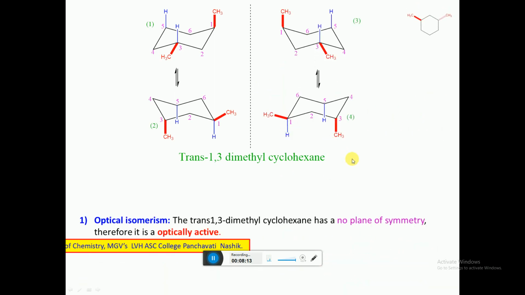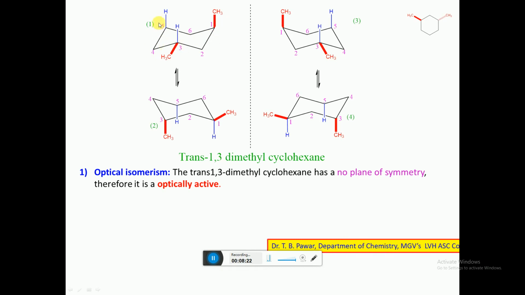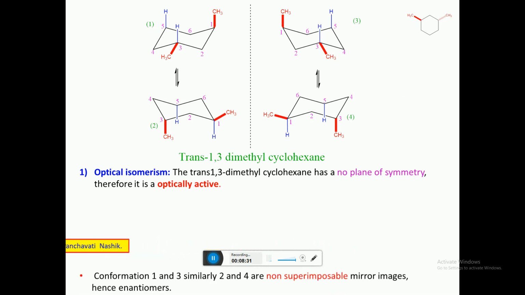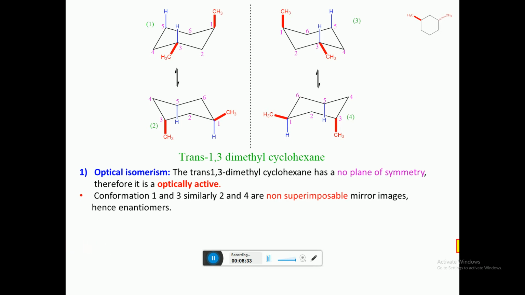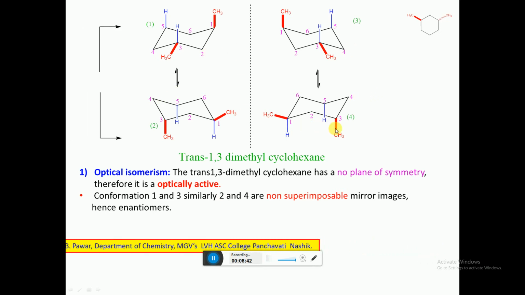First of all, optical isomerism. The trans 1,3 dimethyl cyclohexane has no plane of symmetry. If we pass the plane through this, there is no plane of symmetry. So the molecule is optically active. Now here we have seen conformations 1, 3 and similarly 2 and 4 are non-superimposable molecules. That means 1, 3 and 2 and 4 are enantiomers of one another.